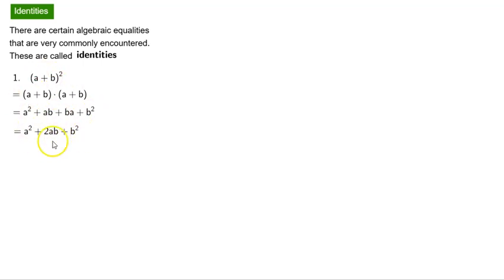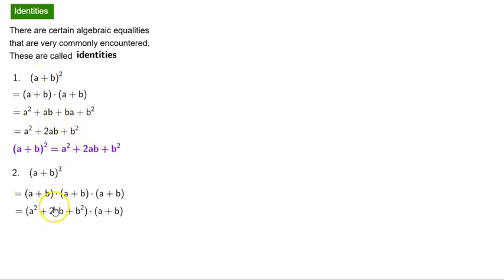So, this forms an identity. A plus B square is equal to A square plus 2AB plus B square. Let's look at the next one. A plus B the whole cube. Now here we can write it as A plus B times A plus B times A plus B. But A plus B times A plus B we have already seen. So we can directly utilize that previous identity.